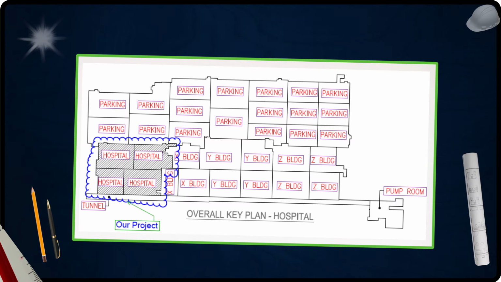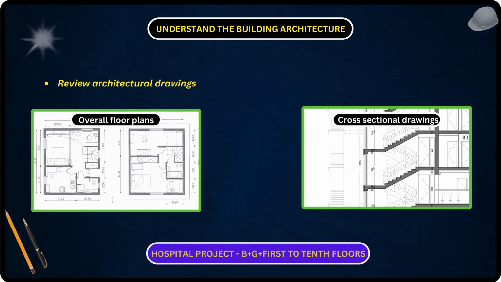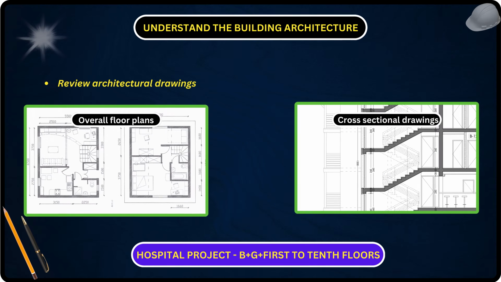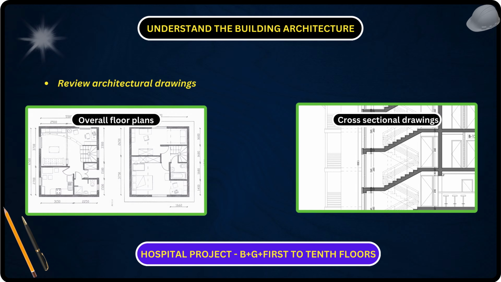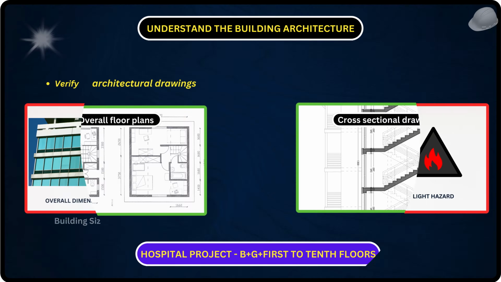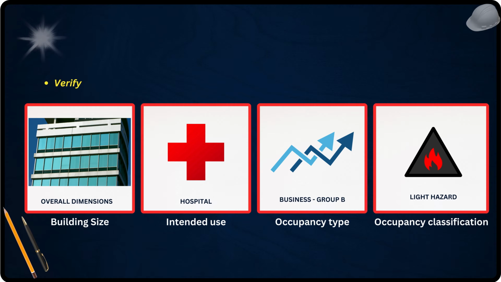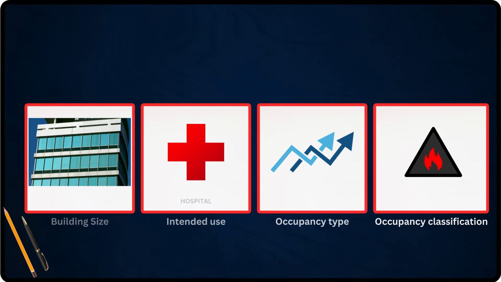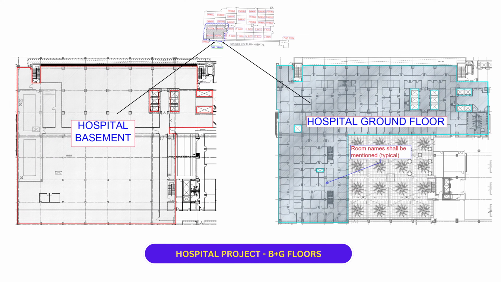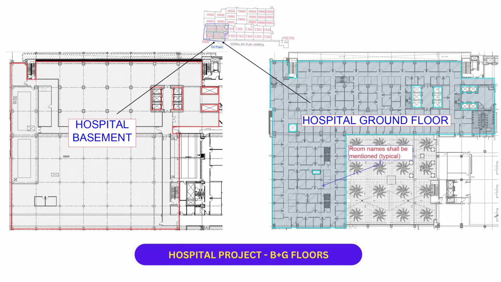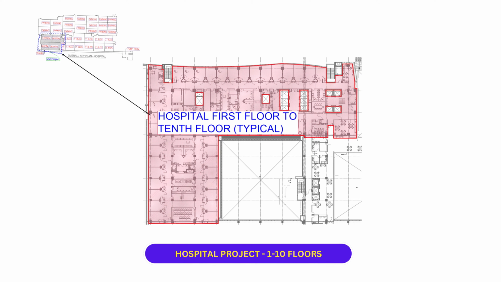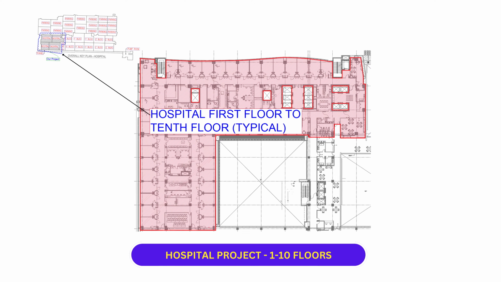So let's start. Before we start our design, the first step will be to review architectural drawings, overall floor plans, and cross-sectional drawings. While reviewing these drawings, we need to verify the building size, intended use, occupancy type, and occupancy hazard classification. So in our case, our hospital building consists of a basement, ground floor, and 10 additional floors. You can view the architectural plan on the screen.